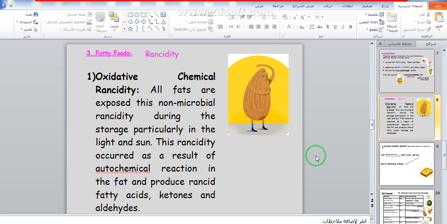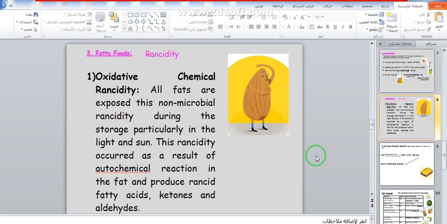This rancidity occurs as a result of an autochemical reaction, an autochemical reaction due to storage in light and the sun, causing oxidative chemical rancidity of fats and fatty foods.